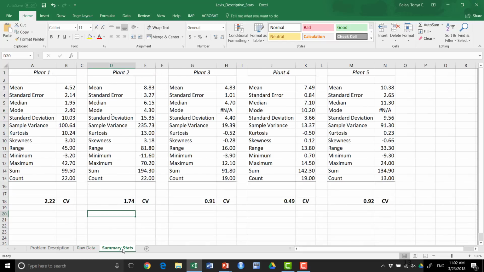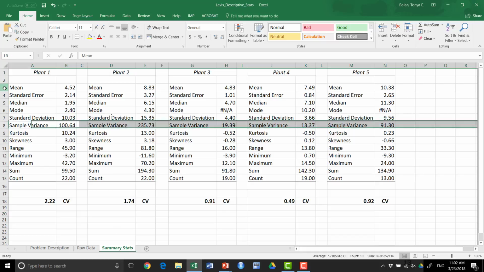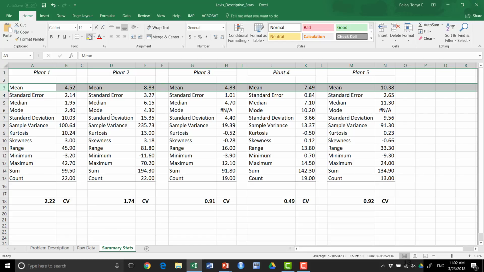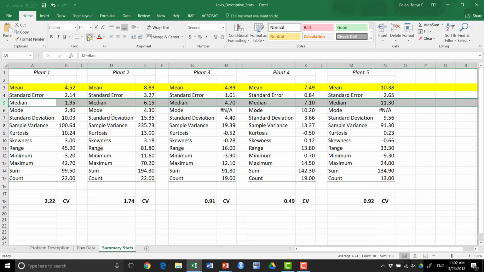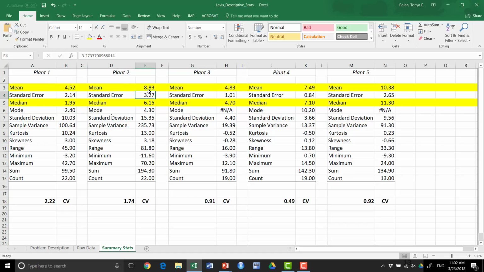We're going to do that using the Data Analysis Tool Pack, which you'll get the chance to explore in your interactive tutorial. And we can see that we've computed here a number of different statistics. In particular, here is the mean and the median for each one of those plants. So the first thing I want you to notice is that for plant number 1 and for plant number 2, the mean and the median are very different. In particular, for plant number 1, the mean is 4.52 while the median is 1.95.